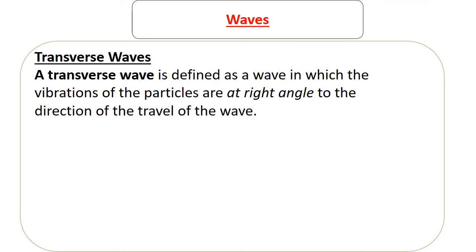A transverse wave is just defined as the wave in which the vibrations of the particles or the disturbance are at right angle to the direction of the travel of the wave. So in any medium, if there's a disturbance, it means the particles making up that medium are going to be vibrating. So a transverse wave is one where the direction of the vibration is at right angle to the direction of the travel of the wave.